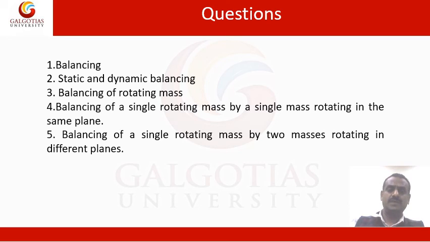These are the questions related to today's lecture topic. First one is balancing: what is balancing? How are rotating masses balanced? Second, what is the meaning of static and dynamic balancing? Third is balancing of rotating masses. Fourth is balancing of a single rotating mass by a single mass rotating in the same plane. Fifth is balancing of a single rotating mass by two masses rotating in different planes. You can become familiar with these once you go through this video.